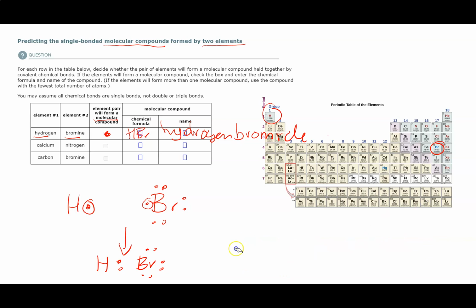Most molecular compounds we're going to name using the Greek prefixes, where we give the name of the first element followed by the name of the second element with the ending changed to ide, and then we insert the Greek prefixes. Now the next pair of elements is calcium, which is a metal, and nitrogen, which is a non-metal. So these guys don't form a molecular compound, so you kind of get an easy ride on that one. So no entry for row number 2.